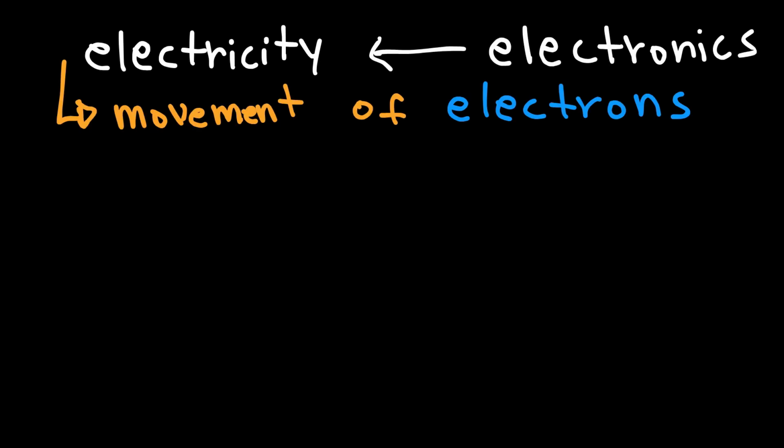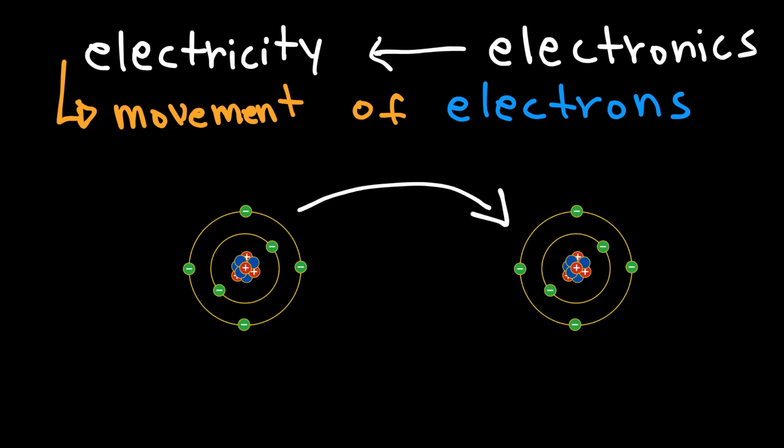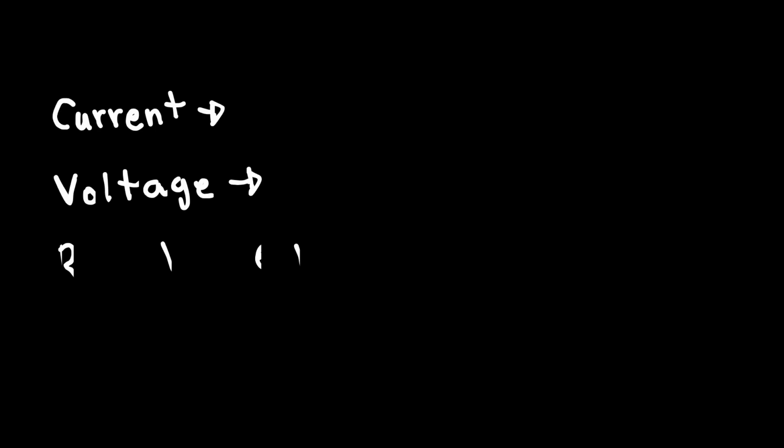In electronics, we deal with electricity. Electricity is simply the movement of electrons from one atom to another. This movement is what powers your phone, lights up your screen, or even charges your battery. When we talk about current, voltage, or resistance, we're really talking about how electrons behave.